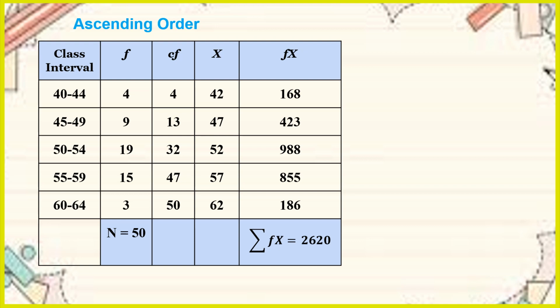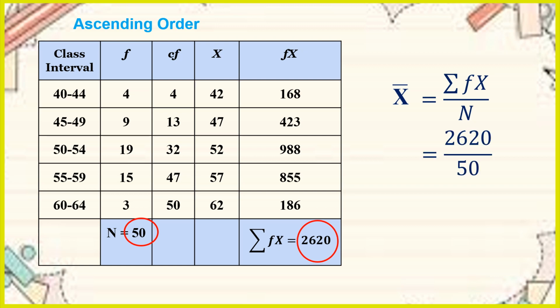The first one would be the mean. The formula for the mean for group data is equal to summation fx over n. To determine your summation fx, it is in the last column and the n is here. So in substituting the values, we have 2,620 divided by 50. And what is 2,620 divided by 50? Very good. It is equal to 52.4. So that is the mean.